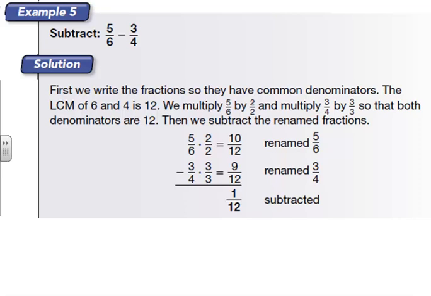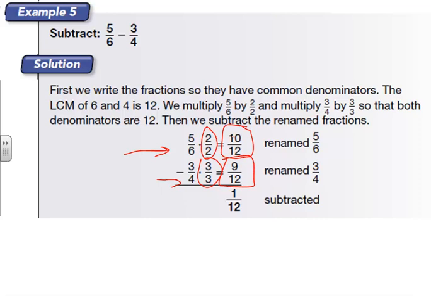Okay, 12 is our least common denominator. We know that in order to get to 12, we have to multiply 6 by 2, so we multiply our fraction by 2/2 to get an equivalent fraction of 10/12. Doing the same thing with the 3/4, knowing that 4 times 3 equals 12, we multiply it by 3/3, and we get 9/12.